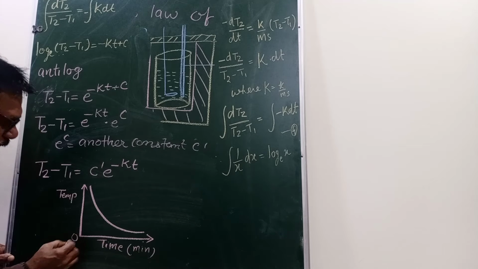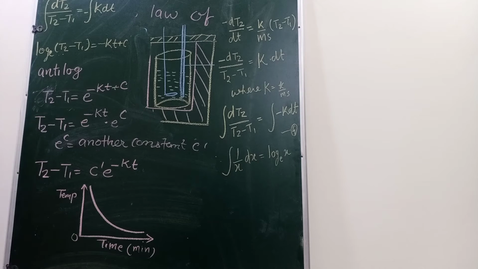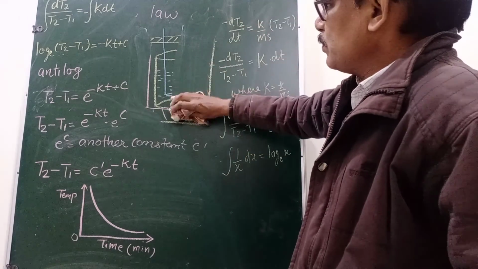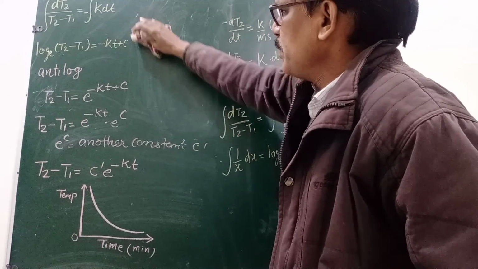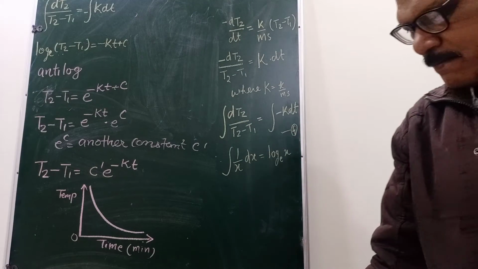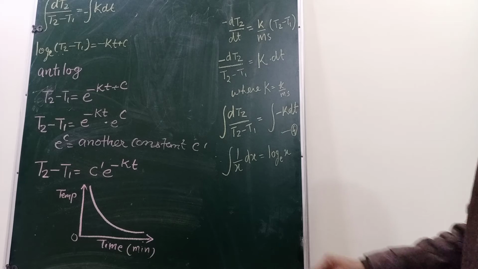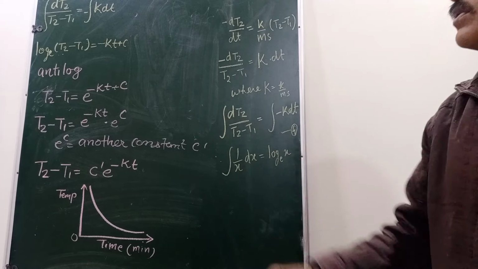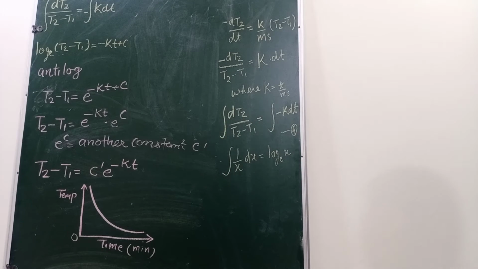In our laboratory we have this experiment in which we use hot water, and one activity also we have. In that activity we use wax and we measure the temperature of the wax. So this identity you can use, and this is Newton's law of cooling.